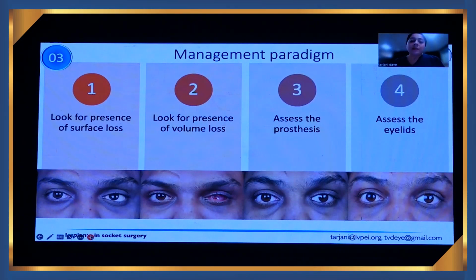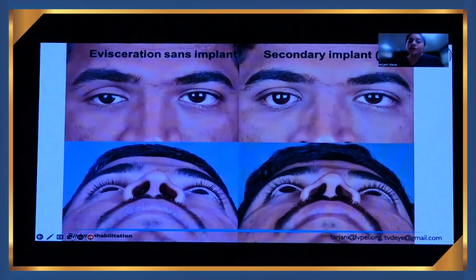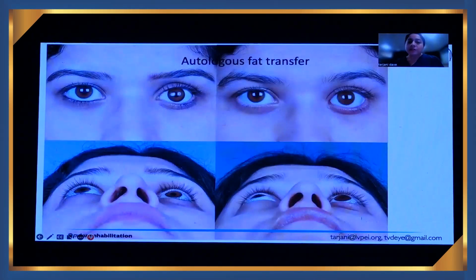So, coming to the ideal cosmesis in these patients, I assess the socket in terms of surface, volume, prosthesis, and the eyelid. And I'll give you certain examples. Like this is a patient without an implant, and all I have done is placed an implant in a secondary sitting, and you can see the sulcus has built up and it's given a better cosmetic outcome.